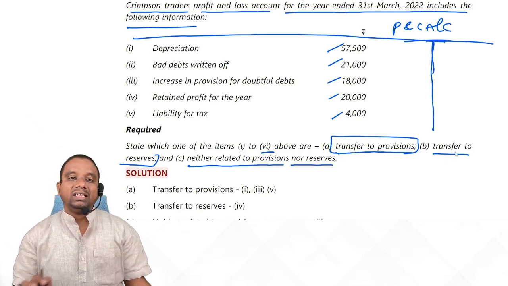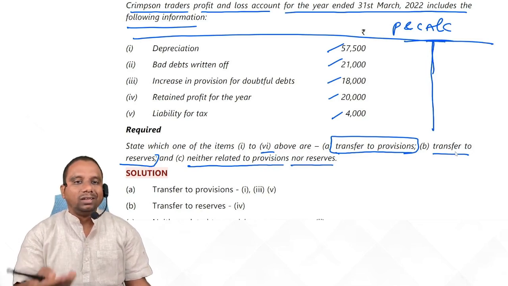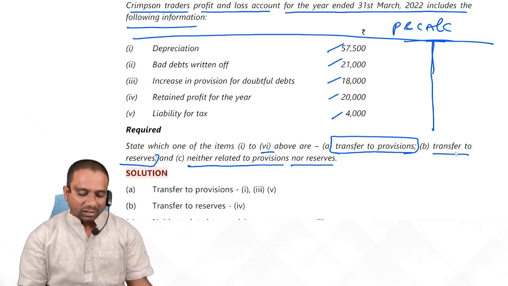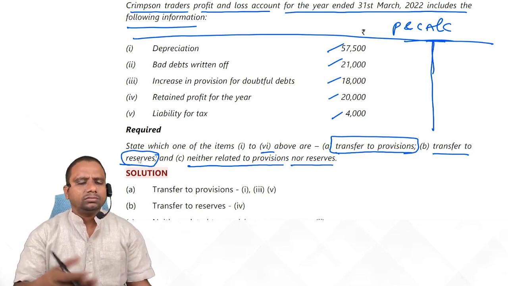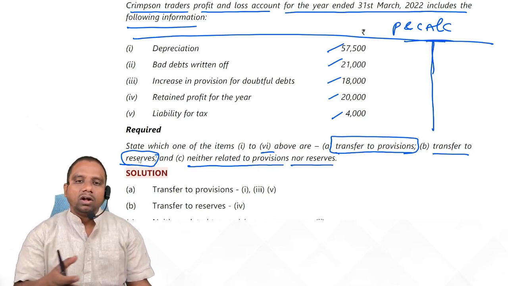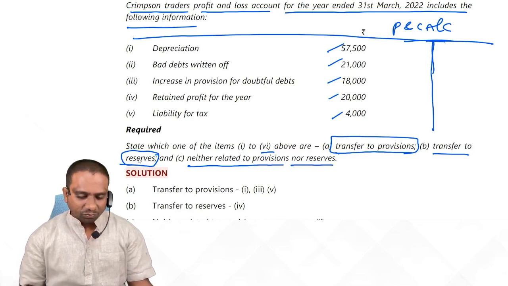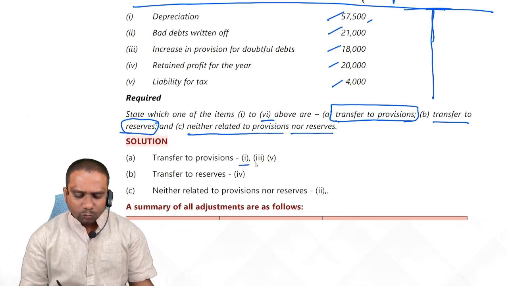Generally, provision we create for future losses or future liabilities. Reserve we create for future purpose, for a specific purpose, or maybe for business expansion, or some general reserve, or generally we create dividend equalization reserve, like that, students. Okay, first, depreciation is related to provision, student.